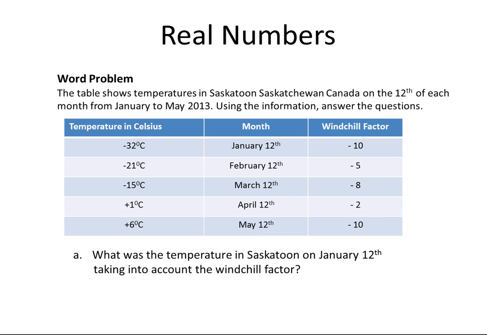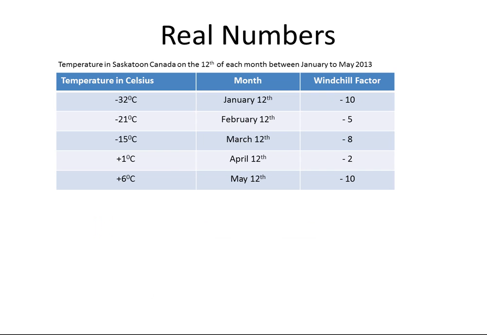On January the 12th, the reported temperature was minus 32. There is a wind chill factor of minus 10. So, the temperature taking into account wind chill on January the 12th is equal to minus 32 minus 10, which is equal to minus 42 degrees Celsius.